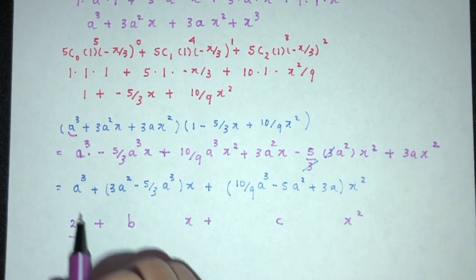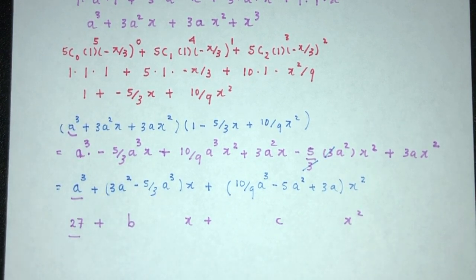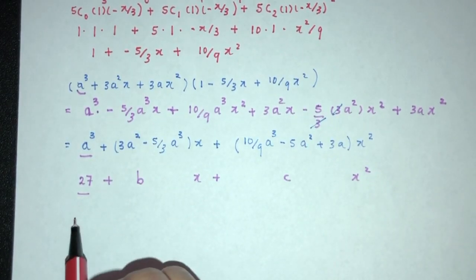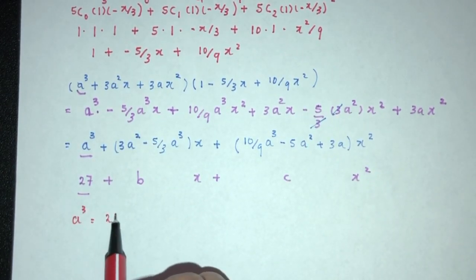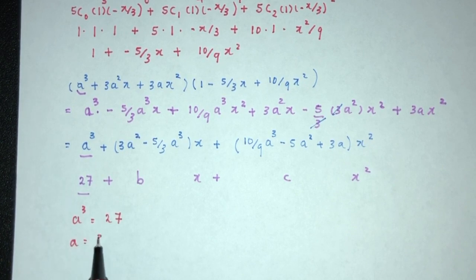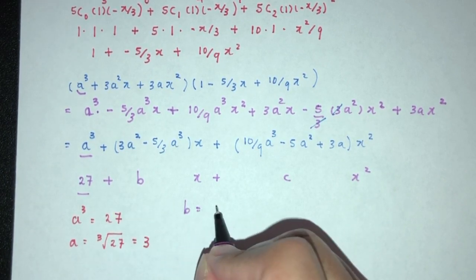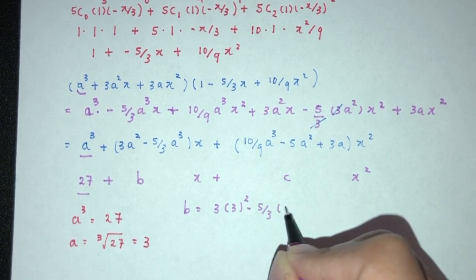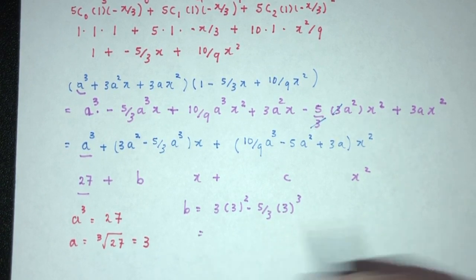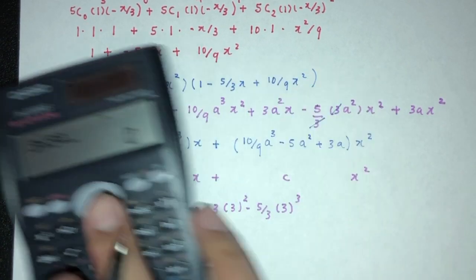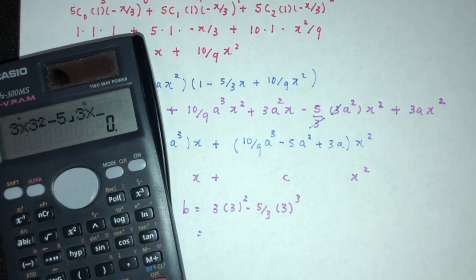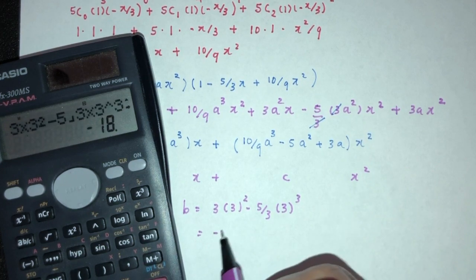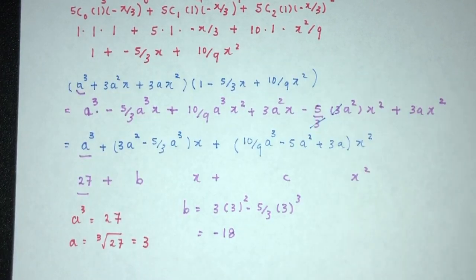So we have to find the values of a, b, c. Just by comparing, we know that a cubed has to be 27, which means a has to be the cube root of 27, and that should be your value of 3. From here, b has to be 3 times 3 squared minus 5 over 3 times 3 cubed. That will be minus 18. Okay, that is the value of b.